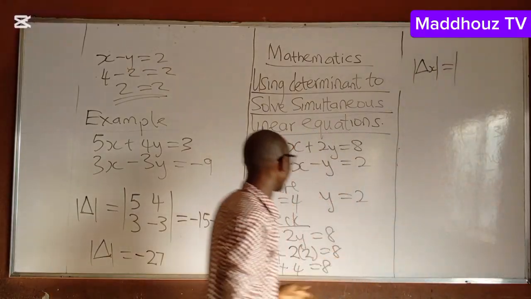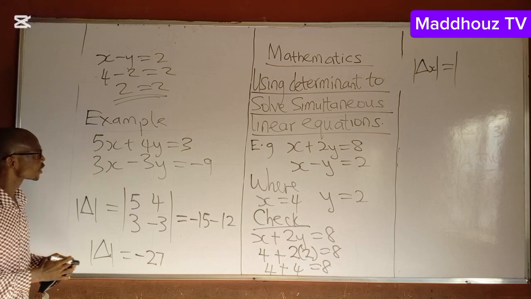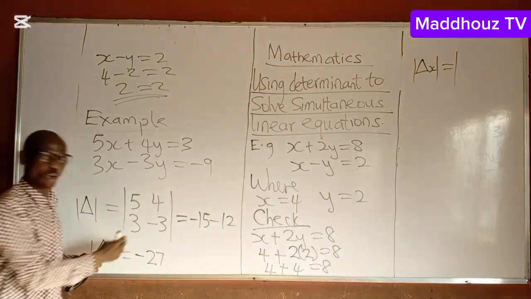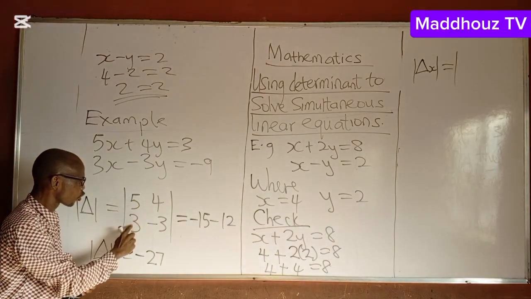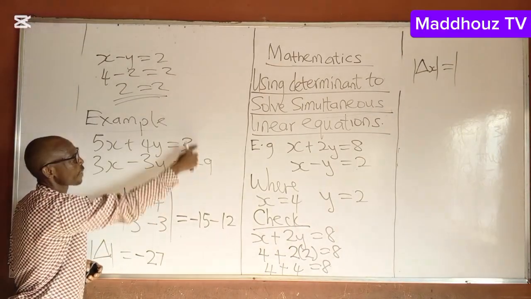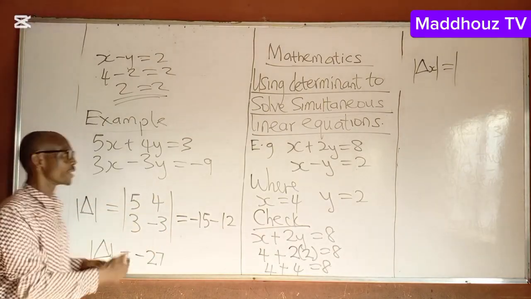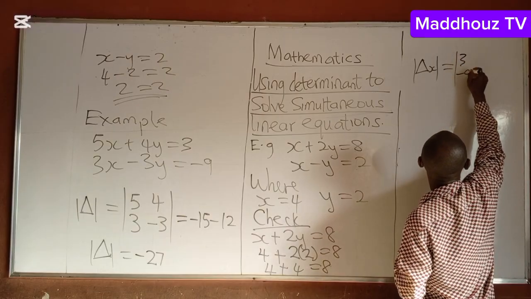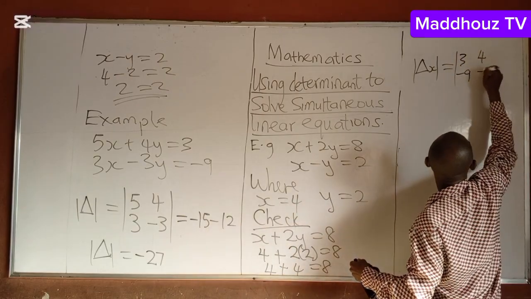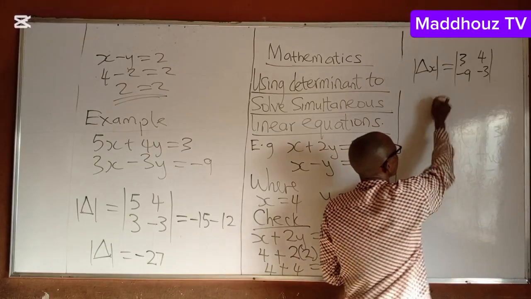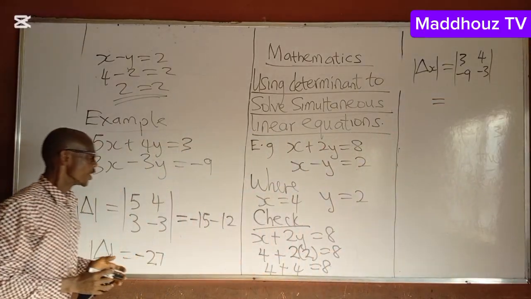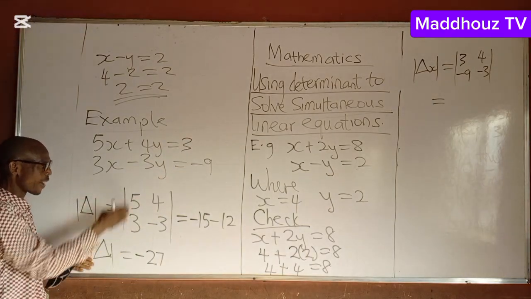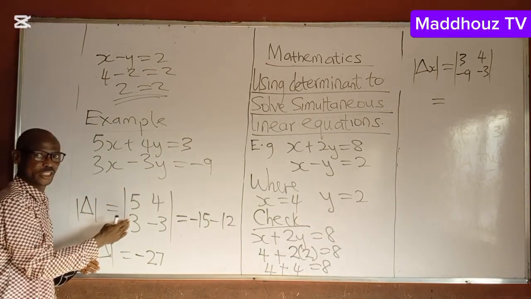In looking for the determinant of x, let's go back to this. This is our x column. To look for the determinant of x, we replace these coefficients here with the values of our constants in the new determinant. So what's the value of our constants there? We have 3, minus 9, 4, minus 3. So we have used the values of our constants in the equation to replace the column of x in this determinant.